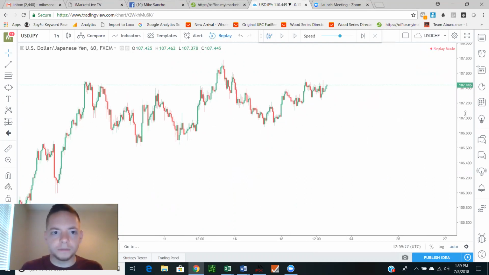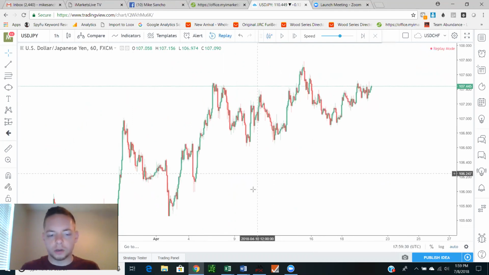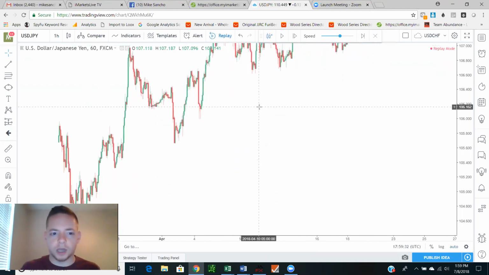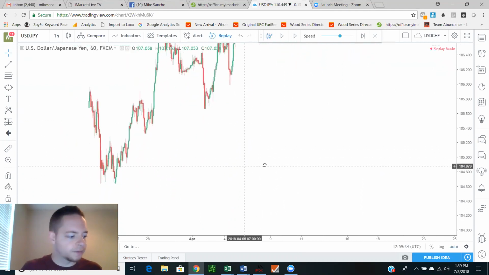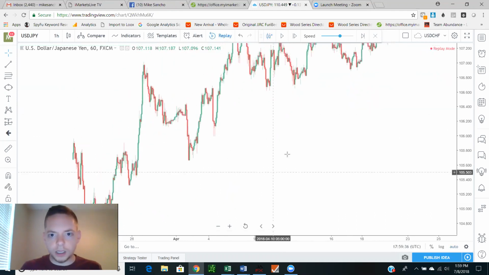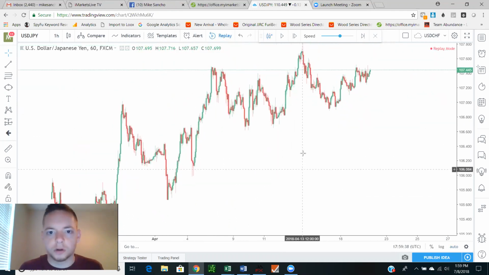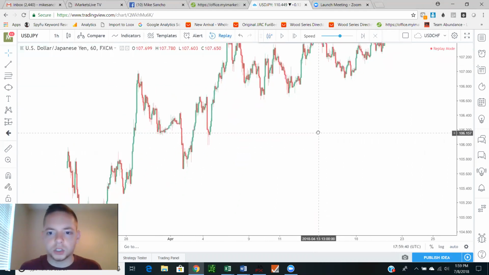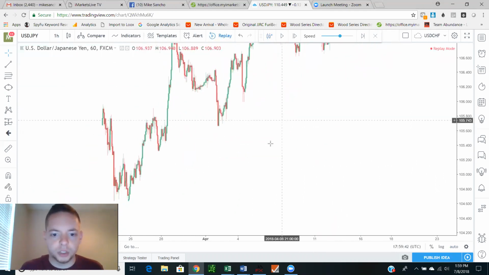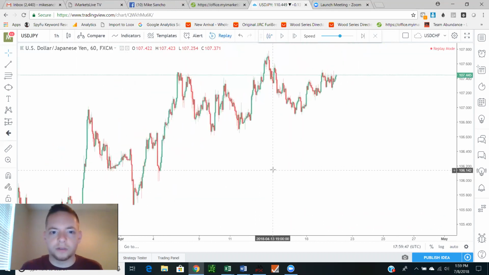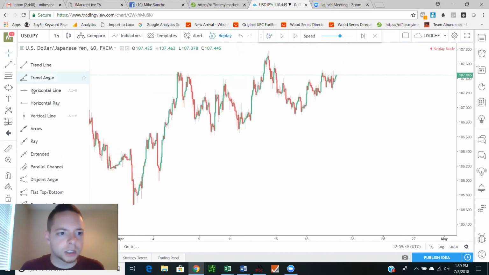So what I would do now is start doing what I'd be doing in real time. I'd be looking for different zones and different levels of support and resistance, first of all. And it does look like this is on an uptrend. Let me start to draw some levels in here, and then we can start to look for trades.